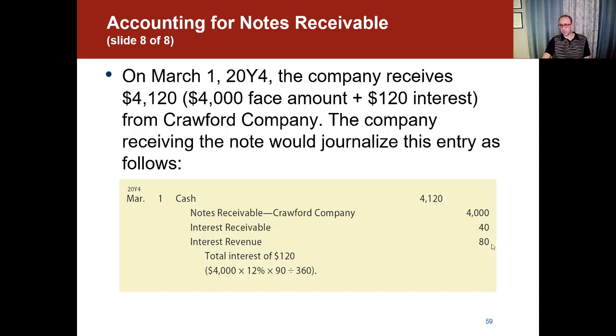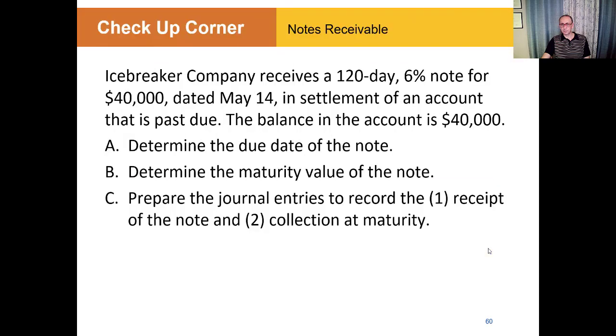For $80. How did we get the 80? It's simply 4,000 multiplied by 12% multiplied by 60 divided by 360, which are the 60 days related to the months of January and February. So this is not presented here, but you can do the math on your own, and it should be $80.